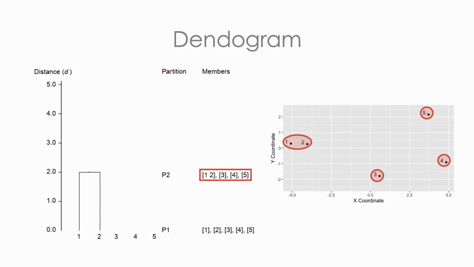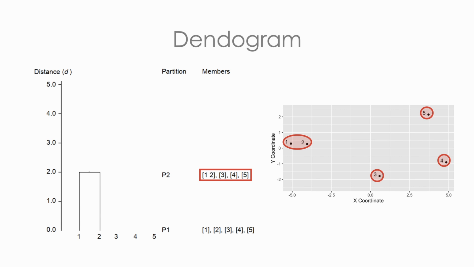The dendrogram on the left visually represents this merge. P2 now contains 4 clusters, one with objects 1 and 2 together and 3 separate clusters for objects 3, 4, and 5. You'll notice a fork connecting objects 1 and 2 in the dendrogram. Every fork represents a merger of 2 clusters, and the height of the fork indicates the distance between them. For example, the fork joining objects 1 and 2 reaches a height of 2, meaning they were separated by a distance of 2 before merging.